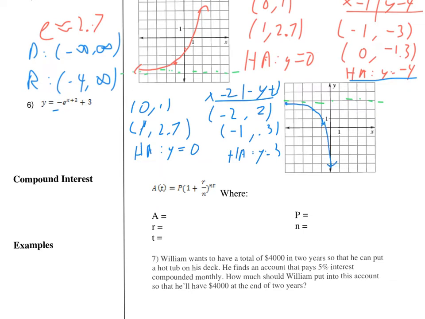For domain and range on this one, once again, the domain for every exponential function, whether it's e or 2 or anything, will be -infinity to infinity. The range here is still going to be based on the asymptote, but in this case, it's going to be -infinity to, what is the asymptote at, 3? Because from here, you can see it goes down forever, and the highest point is 3.